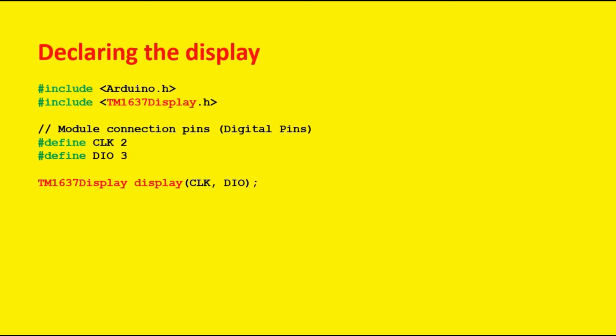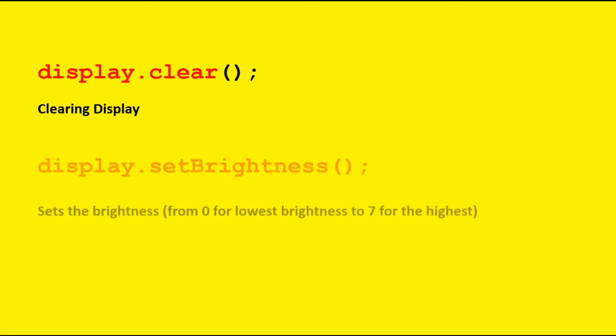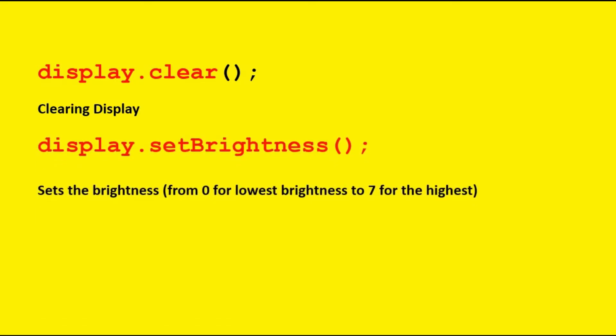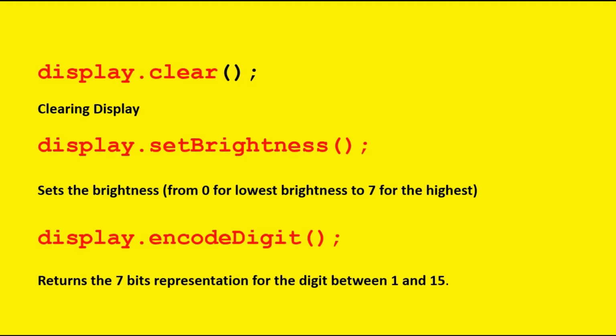Here are the most commonly used functions. Clear is used to clear the display. Set brightness is used to change the brightness from 0 being off to 7 being the brightest. The encode digit function is used to convert the decimal or hex digit to binary representation of that digit. Show number dec function takes the decimal number that can be up to 9,999 and shows it on the display.